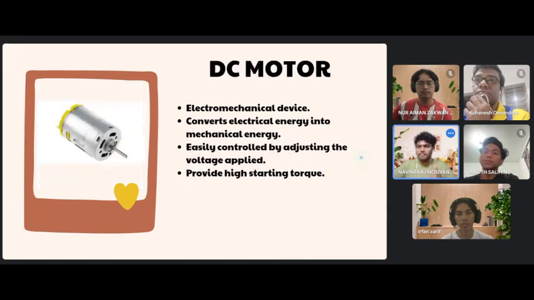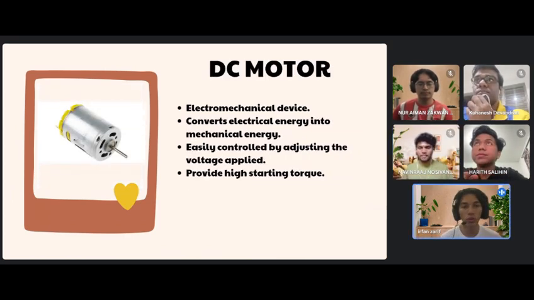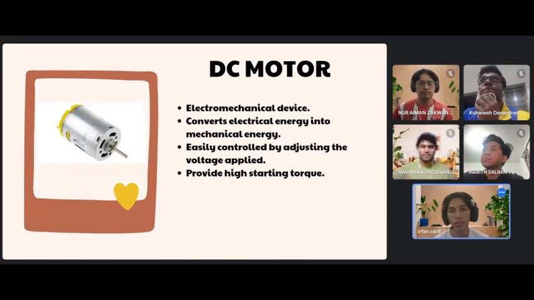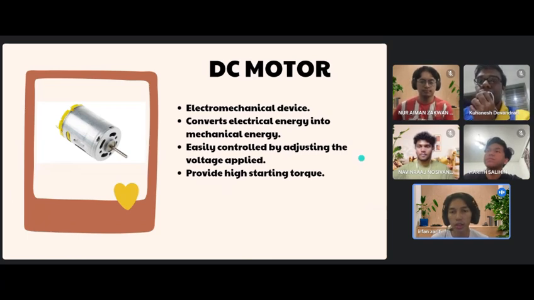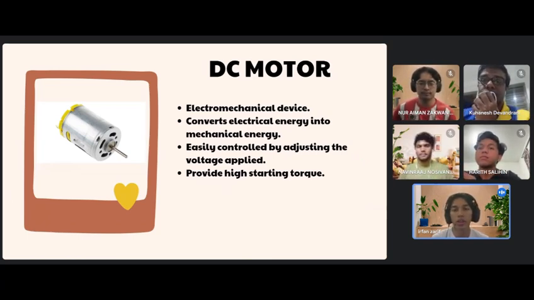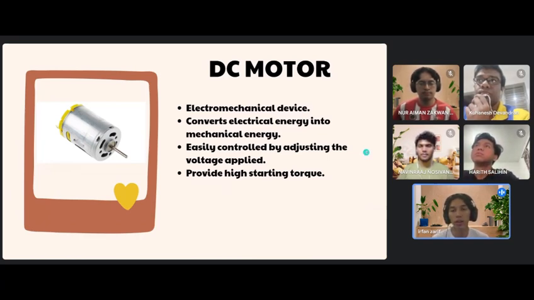The next component that we use in our product is the DC motor. A DC motor is an electromechanical device that can convert electrical energy into mechanical energy. The reason why we use a DC motor is because we use a battery as our power supply, so direct current is a suitable type of motor. A DC motor is easy to control by adjusting the voltage applied, and it can also provide high starting torque.